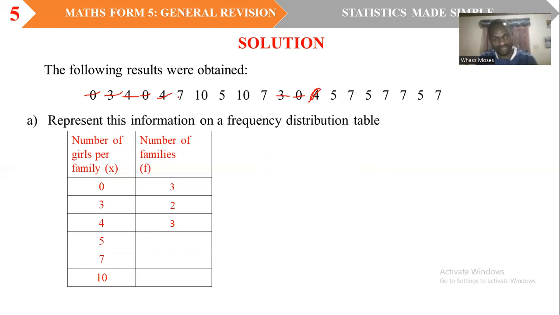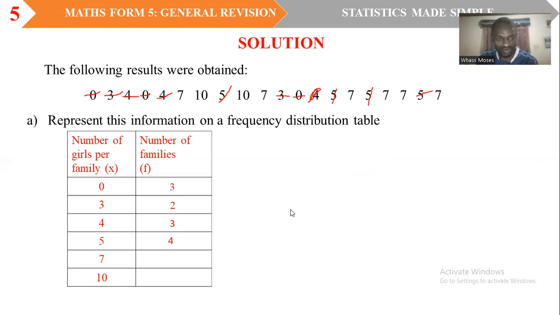So we move to the next, families with 5 girls each. To get the families with 5 girls each, again, we count 1, 2, 3, 4. So there were 4 families with 5 girls each.